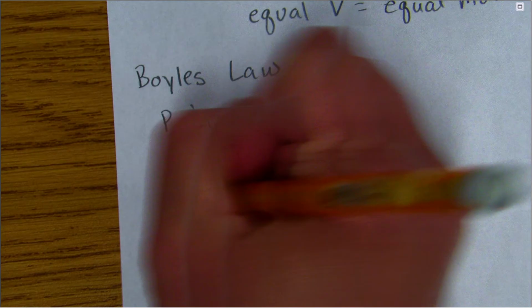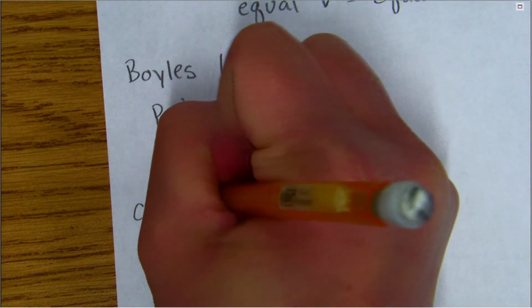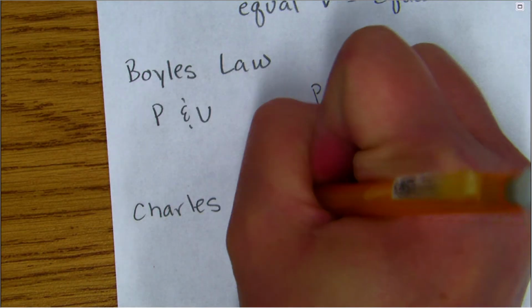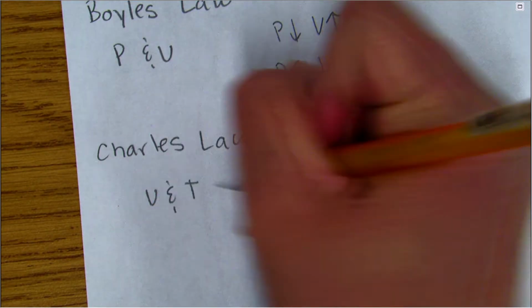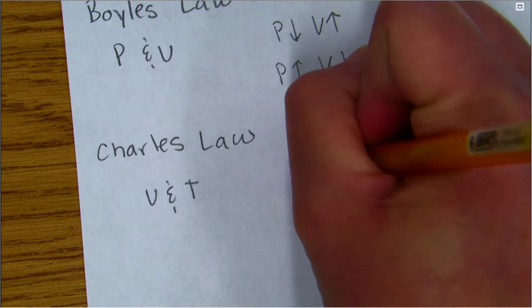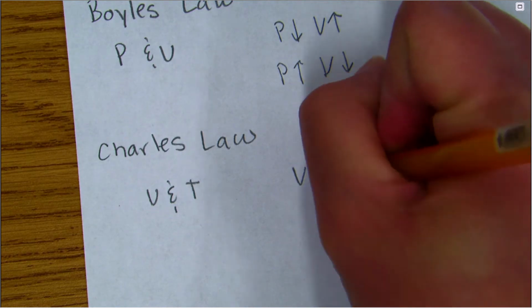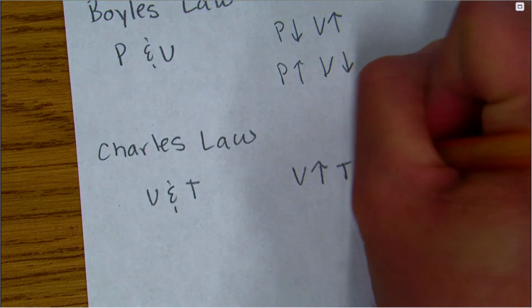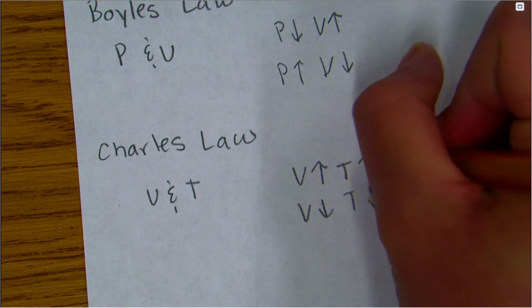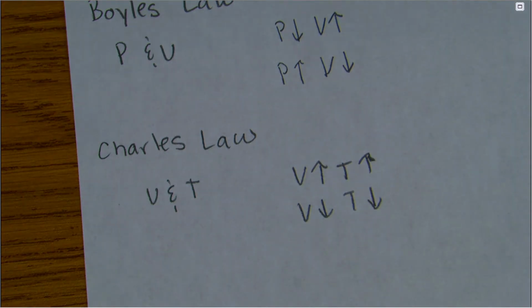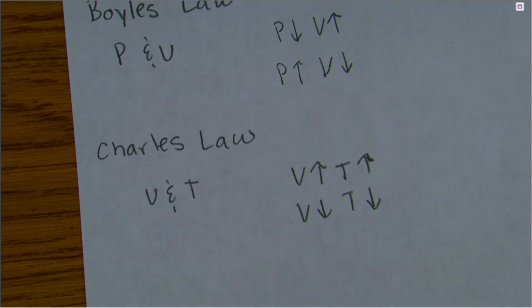Then we have Charles's law. Charles's law is the relationship between volume and temperature. This is if volume increases, then the temperature increases. If volume decreases, the temperature decreases. So it is a direct relationship. And an example of this would be a hot air balloon.